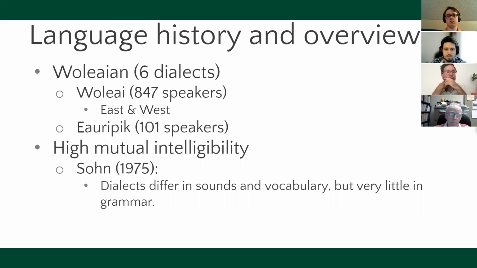In terms of population, according to the 2000 census, the Woleai Atoll had about 847 speakers, and the Yurupik had about 101. Also in the census, it was reported that the language was being used at home 100% of the time. These dialects have a high mutual intelligibility, with Sohn 1975 stating that the dialects only differ in their respective sounds and vocabulary, but not much in the grammar. Using this as a cue, we can now move to the phonology.